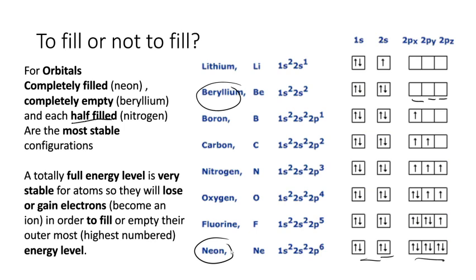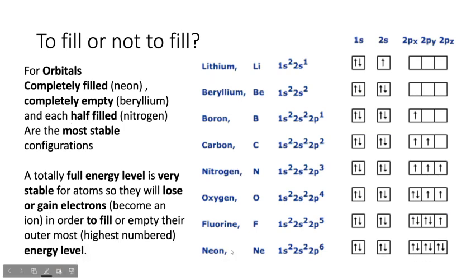Or when you have each half filled. Nitrogen, we look, there's only 1 electron in each of these orbitals. That means that particular subshell, its orbitals are half full. These are the most stable configurations. So the most stable configurations are going to be completely empty, completely full, and half full. And in fact, completely full is definitely the most stable. So anything that has its orbital completely full, that's going to be the most stable.